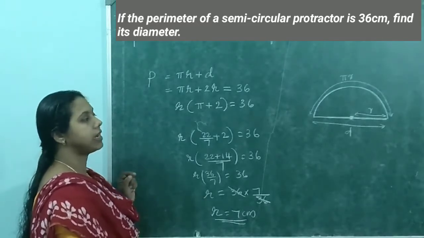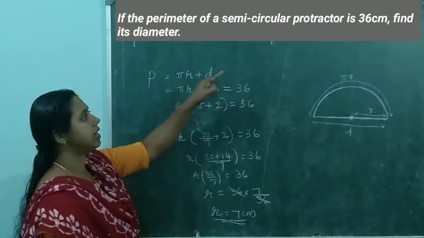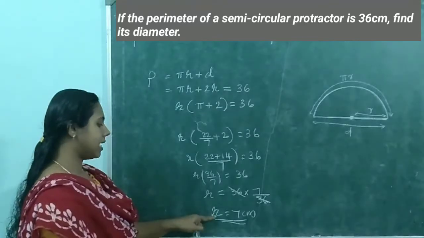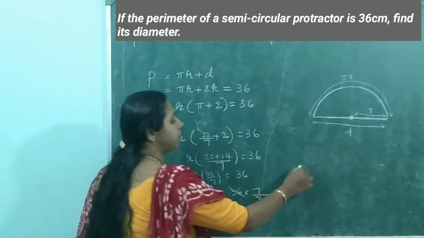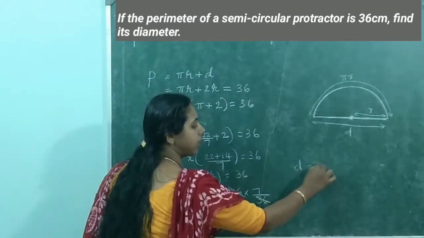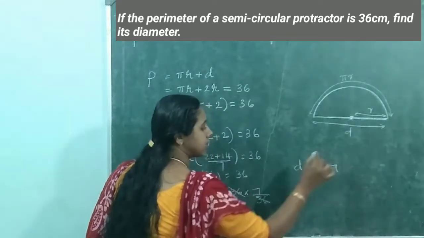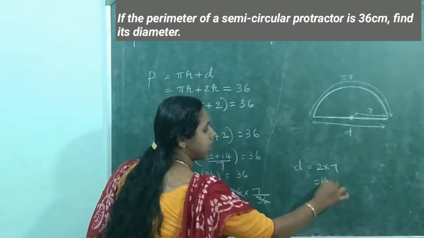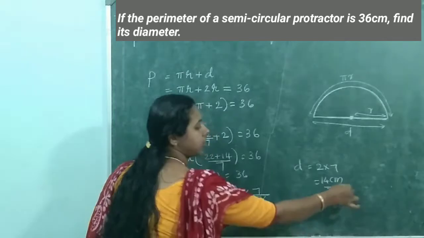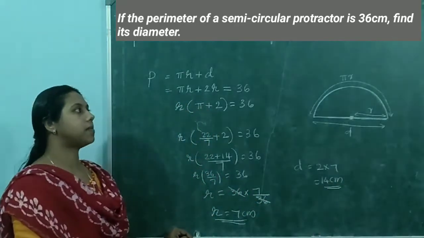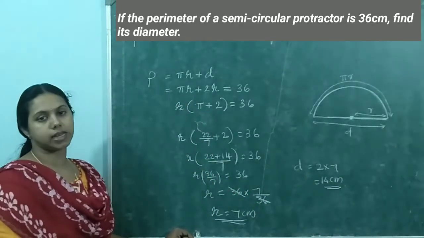We want to find its diameter. So radius is equal to 7 centimeter. Therefore diameter is equal to double the radius. That is 2 into 7. That means 14 centimeter. So the diameter of the semicircle is equal to 14 centimeter.